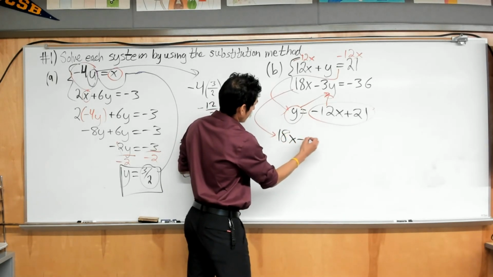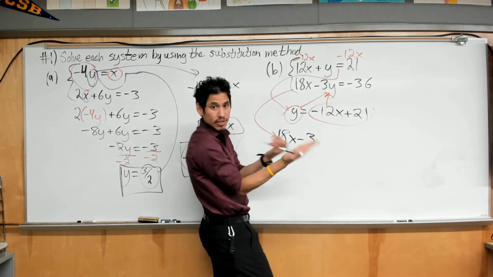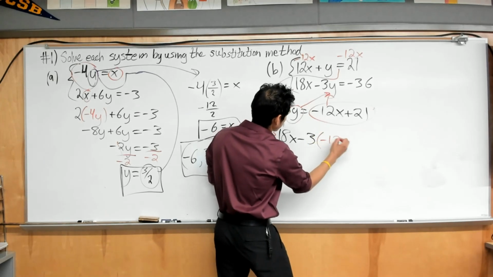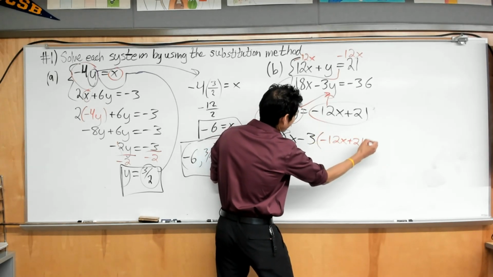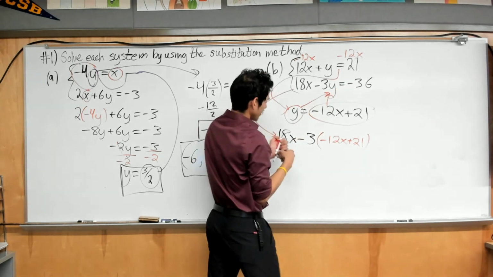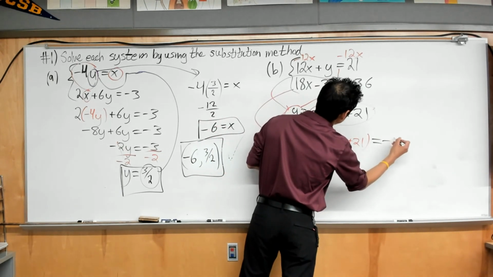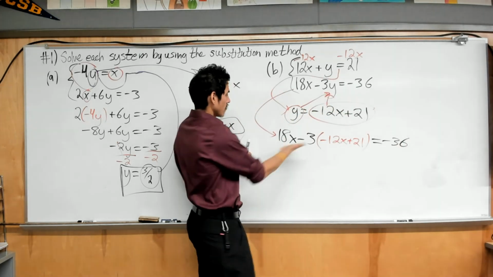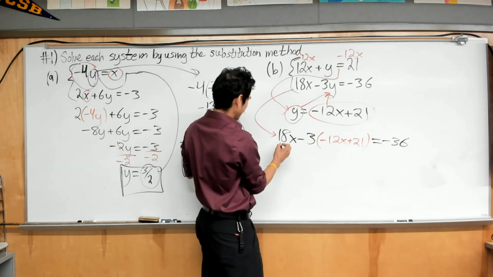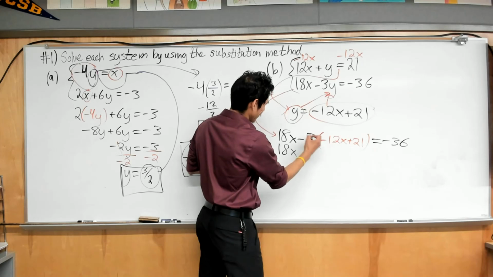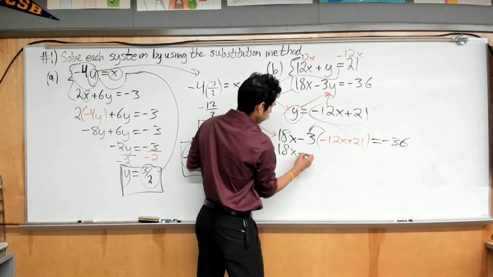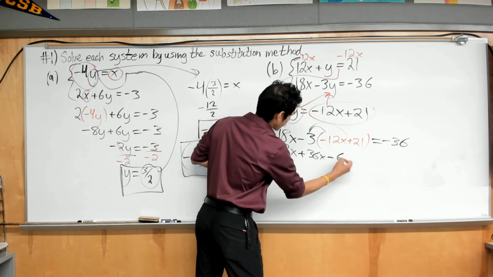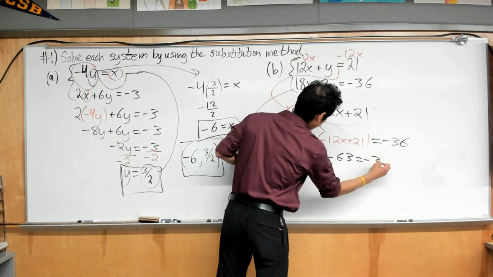18x minus 3 times 12x plus 21. No, yeah, minus 12x plus 21. Don't forget to put equal to negative 36. Now we solve for x. 18x distribute plus 36x minus 63 equals negative 36.